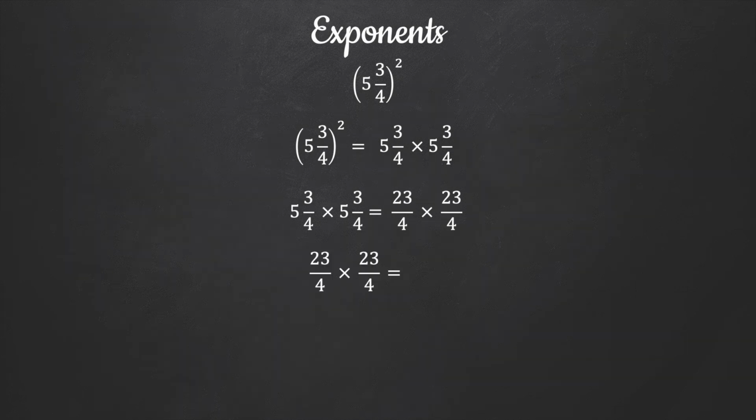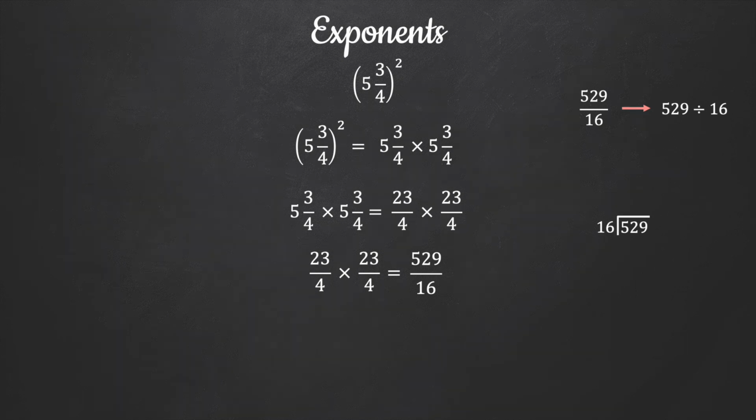And in order to multiply these improper fractions, we have to multiply our numerators first. 23 times 23 is equal to 529, and 4 times 4 is equal to 16. Now, notice that our answer is an improper fraction. What we need to do is rewrite this as a mixed number. In order to do that, we have to go ahead and divide. So, 529 divided by 16.